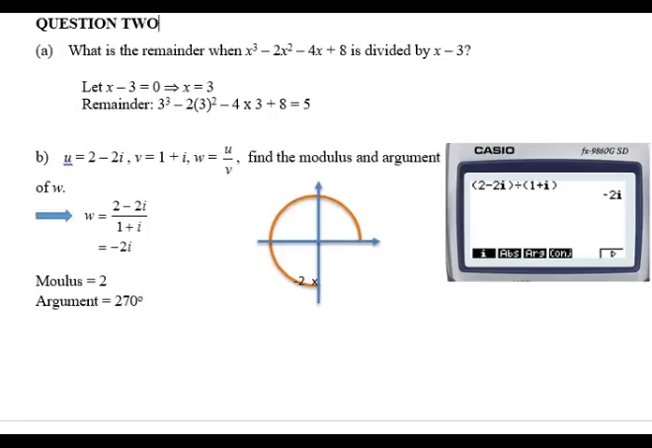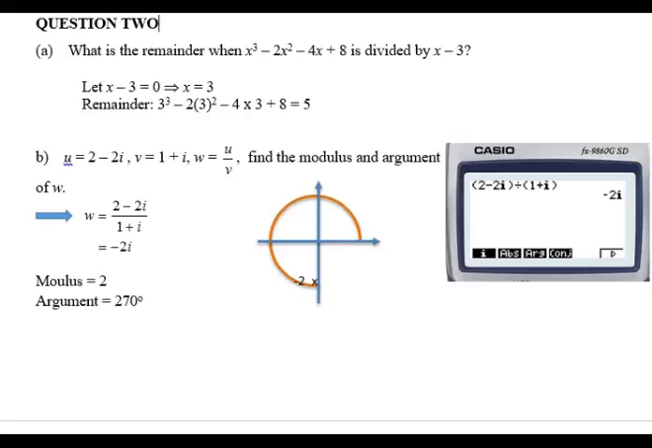Question B is actually quite a quick question. Modulus and argument of W. W is U divided by V. Now we can do that the long way using conjugates, a bit like question 1a, or here we can just do it on the calculator. And again, making sure there's brackets around those terms: 2 minus 2i in brackets, divided by 1 plus i.